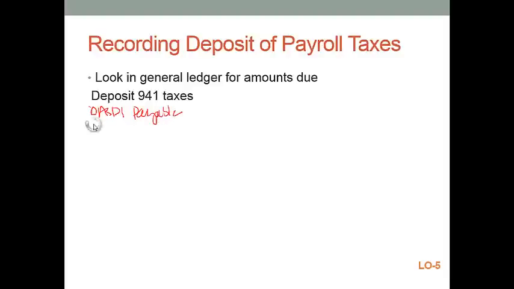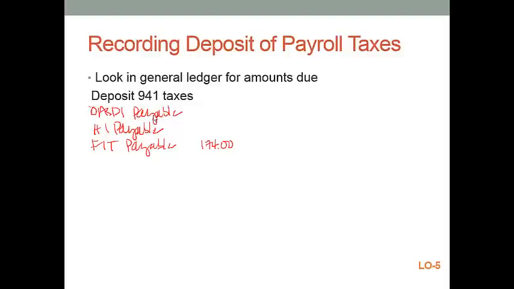OASDI payable, HI payable, and FIT, right? Those are the ones we're paying. We know the amount of our FIT. We just looked at it. It's $174. So I'm debiting these payables to take our liabilities off.